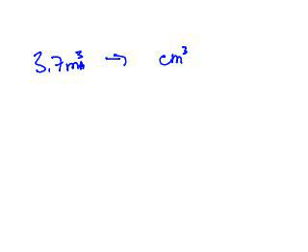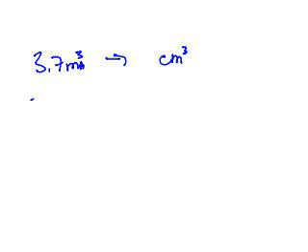All right. And then what about the sort of meter problem when you have a meter cubed, right? So if I want to convert 3.7 cubic meters, and I want to convert it to cubic centimeters, what's the trick on that?